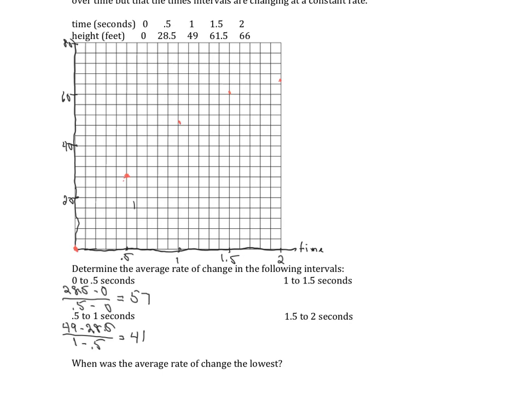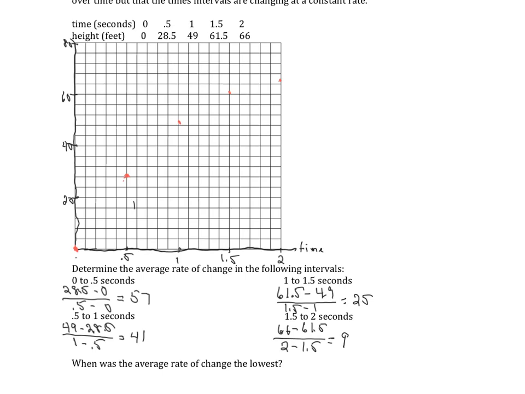From 1 to 1.5, we have 61.5 minus 49 divided by 1.5 minus 1, and that would give you 25. And for the last one, from 1.5 to 2, we would have 66 minus 61.5 divided by 2 minus 1.5, and that will give us 9. Notice again that those slopes are changing, and I can see that change decreasing.